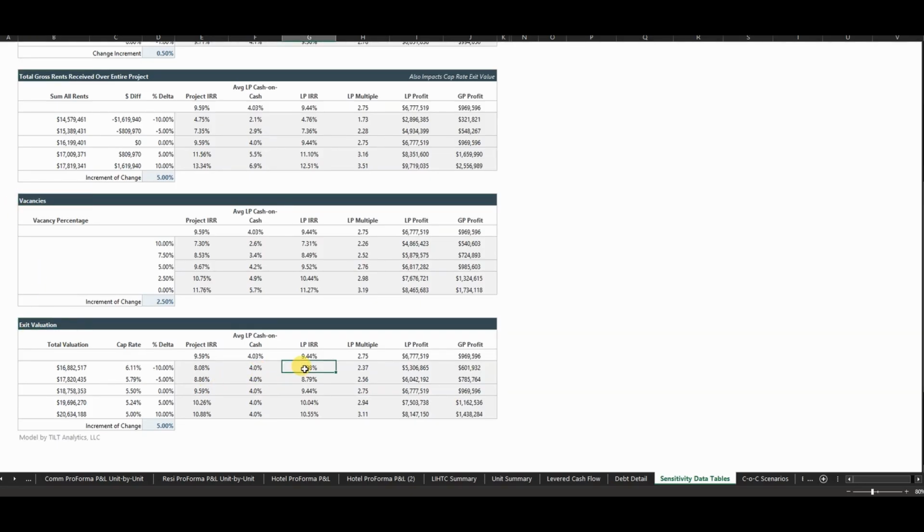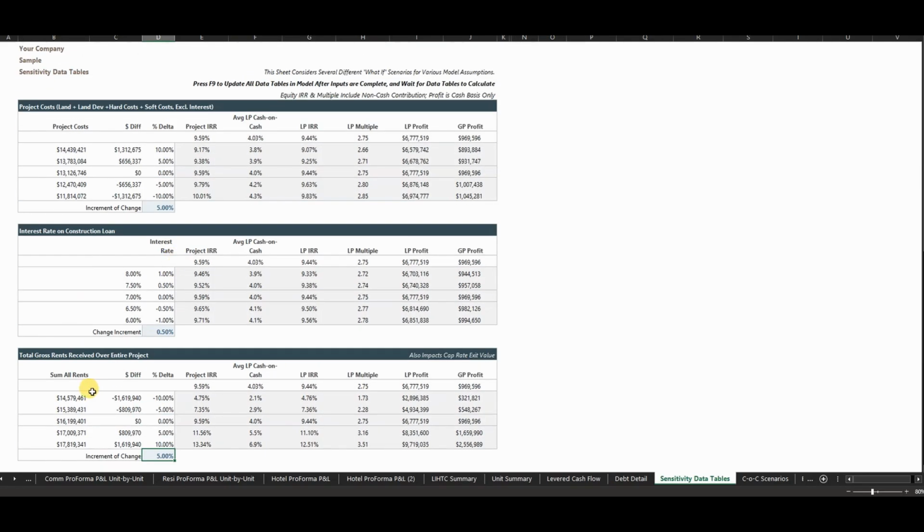You can look at the relative impact of each of these variables based on the range of outcomes in the body of the table, but of course your increment of change has a big effect on that as well. But most often you'll find that the revenue, the gross rents received, is the most powerful factor because it affects not only your NOI, but also any exit valuations that are determined using a cap rate.